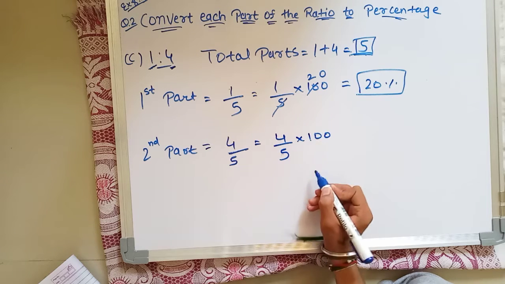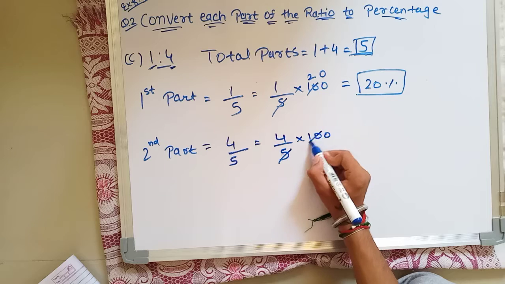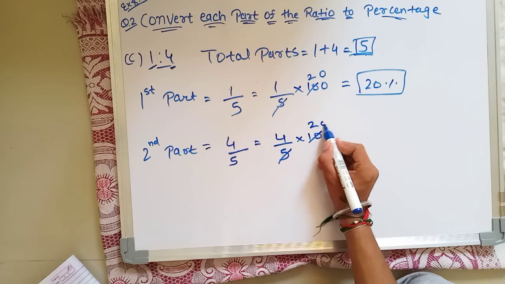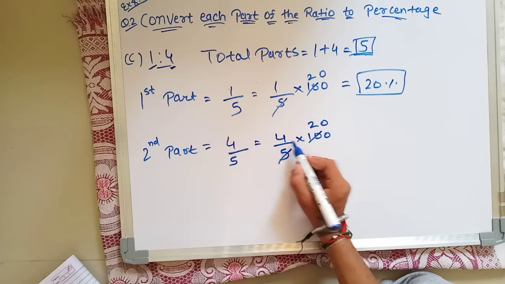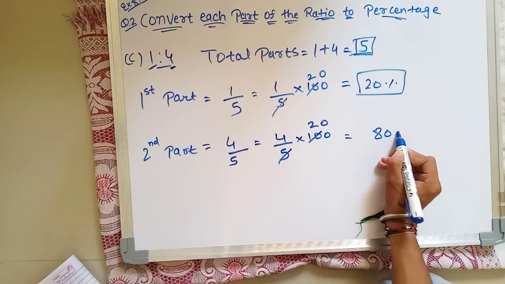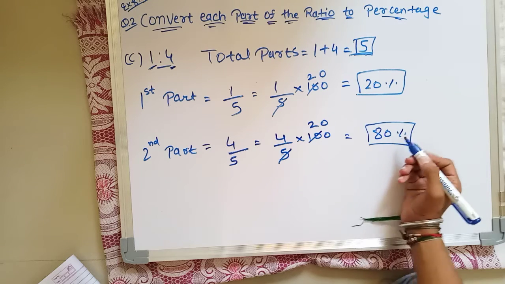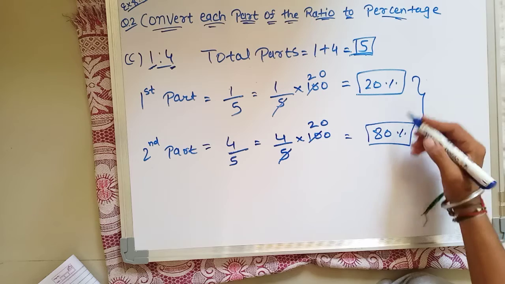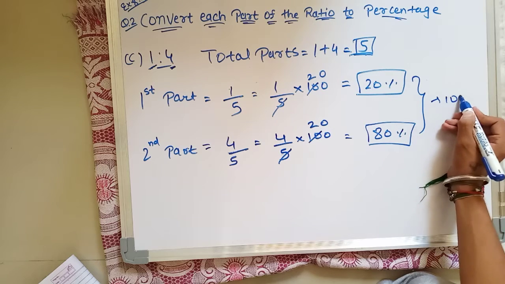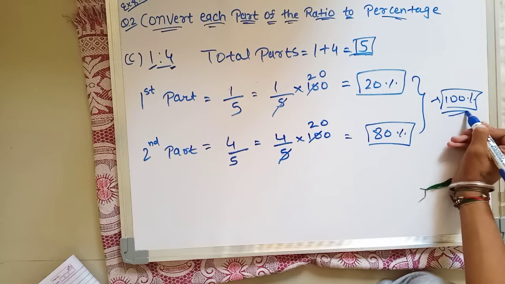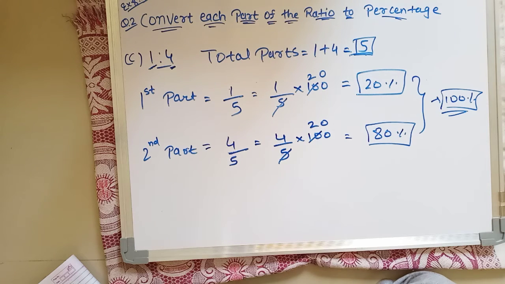We have to convert it into a percentage. Multiply by 100. Okay. Here 5 2s are 10, this 0 will come up. 4 times 20 is 80. So 80%. Okay. So you will add this 80 plus 20. So you will get 100%. So your answer will be correct. Okay. This is how you check your answer.